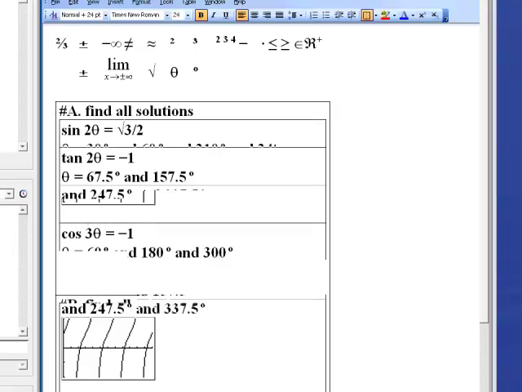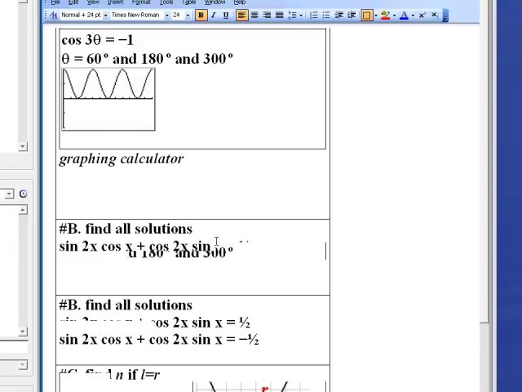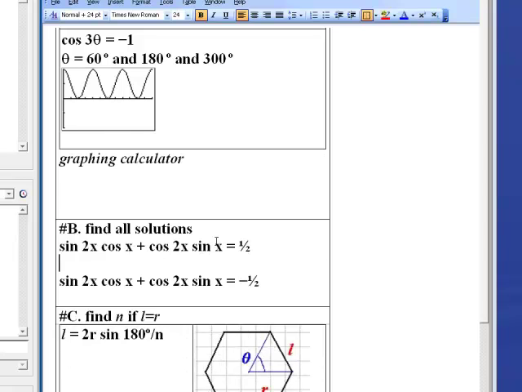Okay, let's go on to the next example or problem. It says, find all solutions between 0 and 2 pi. Use exact values only. So we're going to look at sine 2x, cosine x plus cosine 2x sine x equals 1/2.